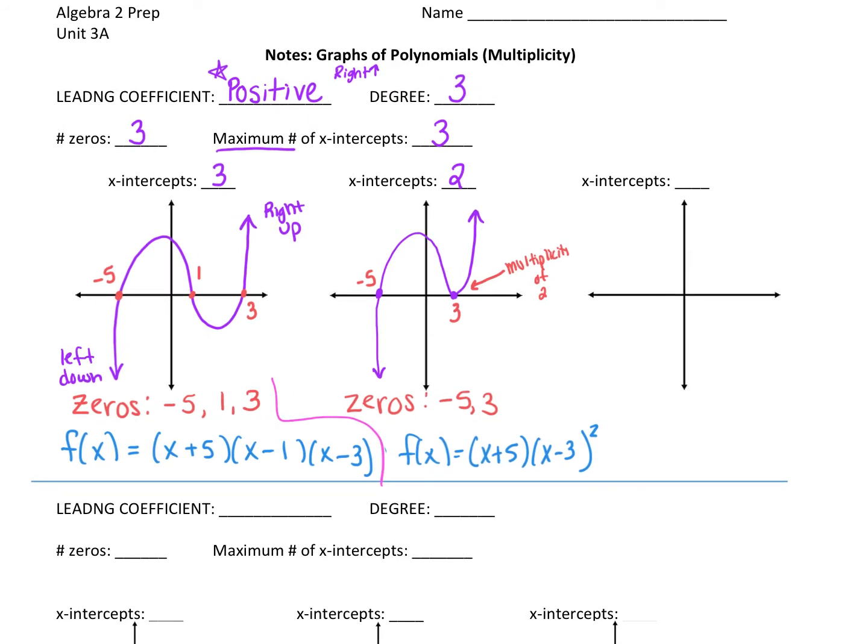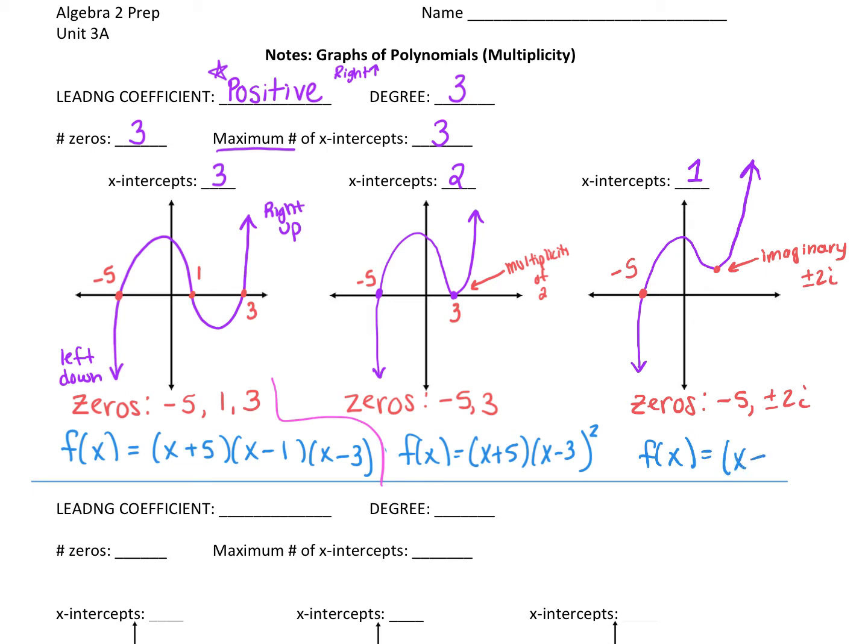All right, let's say I only had 1 x-intercept. So that means it went through here, maybe it touches here, but it never actually touches the x-axis again. So let's call this point -5. And we'll say that this is going to be an imaginary solution, plus or minus 2i. So my zeros would be -5 and plus or minus 2i. My f of x would be x plus 5 and then x squared plus 4.